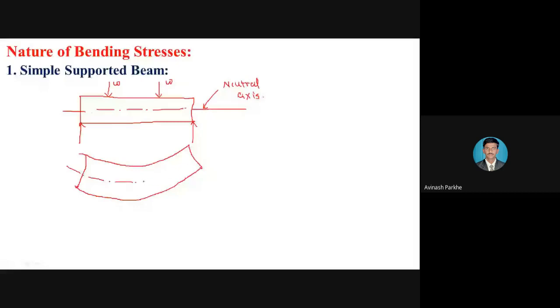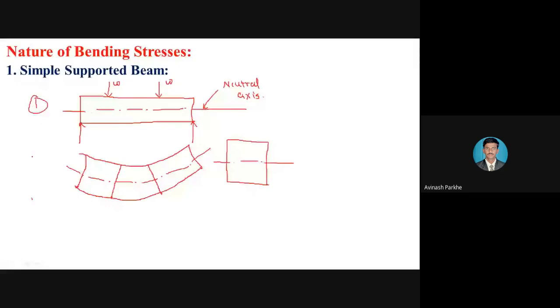So the bending of the beam is taking place here. This is the cross section. So the simply supported beam is there. The simply supported beam is subjected to two point loads which are applied in the downward direction. Figure number 1 is the figure before loading. Figure number 2, bending of the beam is taking place.